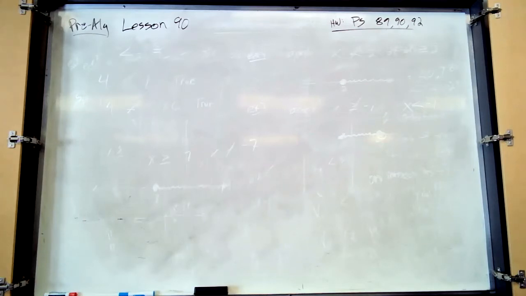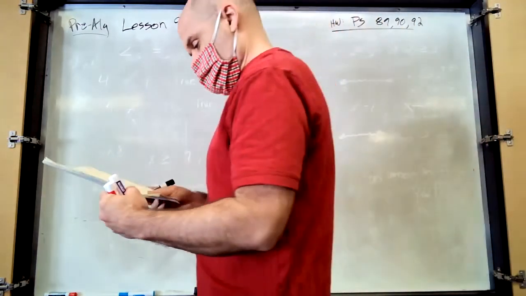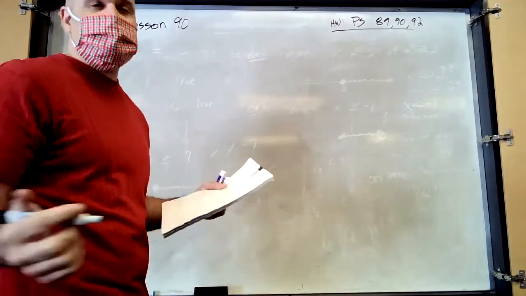So now we're going to talk about algebraic sentences. What do sentences have that phrases don't? They have an equal sign. They have like a verb, which is an equal sign. Okay? So if I said this, let's translate this into math.